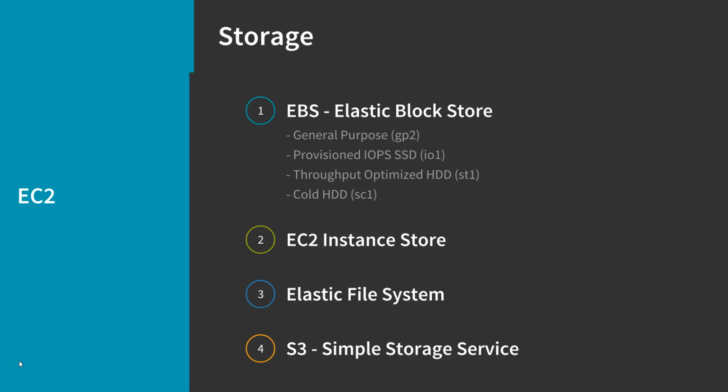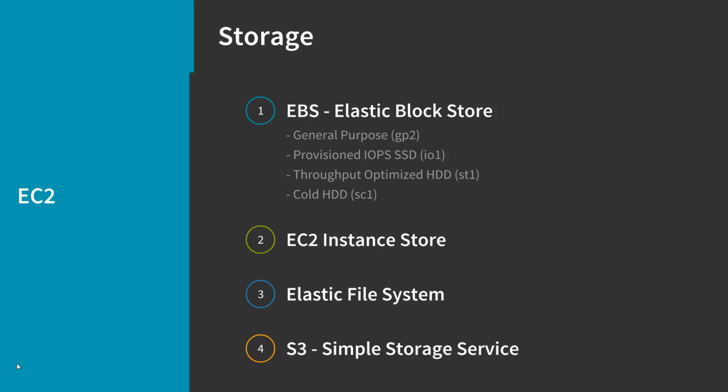The first kind of EBS volume is general purpose solid state. With this volume, you can expect a base performance of 3 IOPS per gigabyte with the ability to burst to up to 3,000 IOPS for extended periods of time. So general purpose volumes are ideal for a broad range of use cases like boot volumes, small to medium-sized databases, and development and test environments.